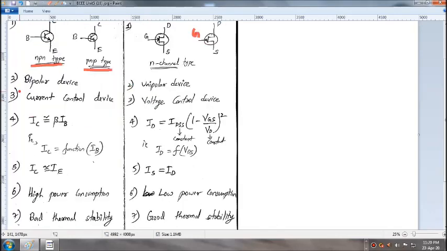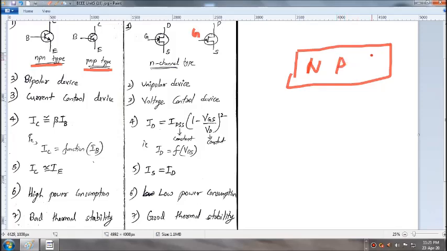Moving on to the next point, BJT is a bipolar device. As we know, let us consider an NPN transistor. In an NPN transistor, the current flows from one region to another region. So there is an involvement of both the charge carriers, both holes and electrons. So the current in a BJT is due to both charge carriers, hence it is called a bipolar device.